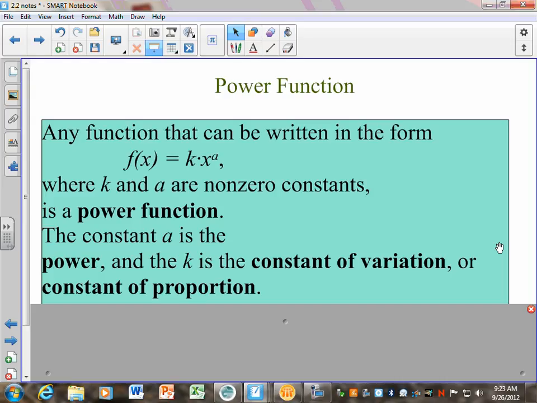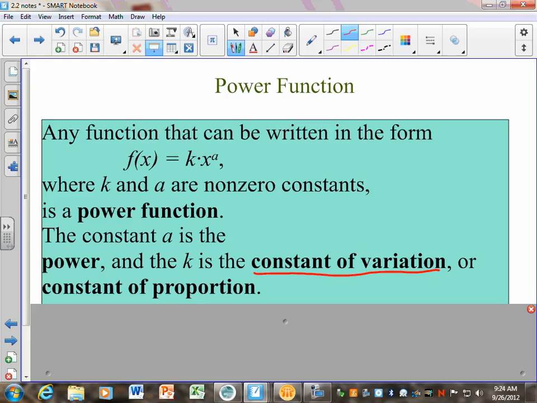But because we're talking about variation today, the number in front of that we call the constant of variation. And we did this last year in Algebra 2. We talked about something varying. This varies directly, or this varies inversely, or this varies jointly. And we're going to go over all those again today.